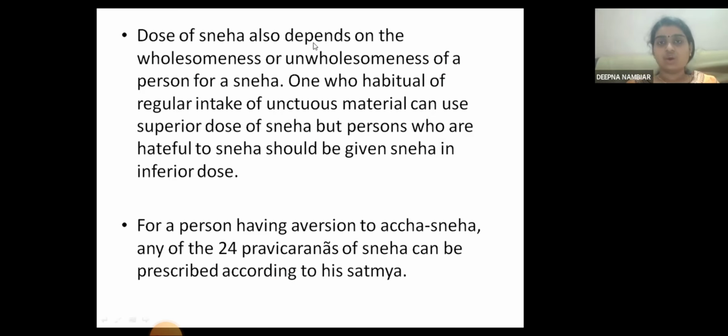The dose of Snehapana also depends on the wholesomeness or unwholesomeness of the Sneha for the person. One who is habituated to regular intake of unctuous materials can be given a superior dose of Sneha, but the persons who are Sneha Dvesha, hateful to Sneha, can be given only an inferior dose. For a person having aversion to unctuous Sneha, any of the 24 types of Pravicharanas can be given to that patient according to the Satmya. What is the Satmya according to him?